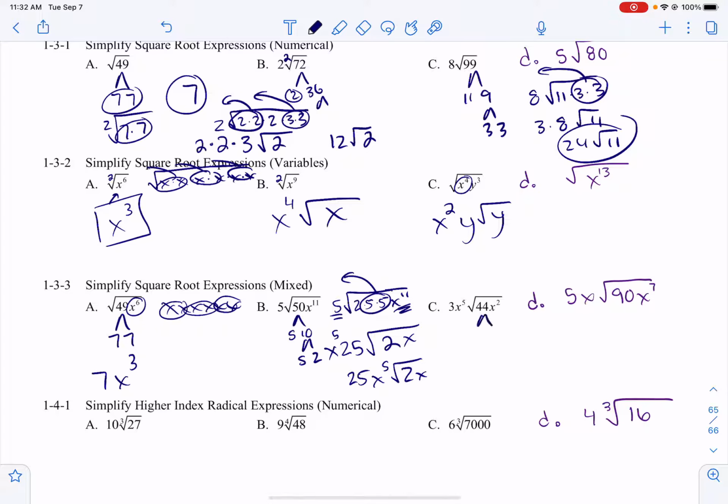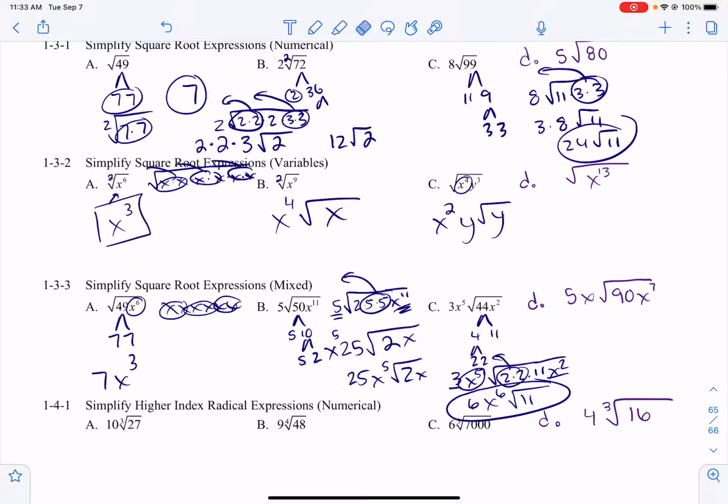Part C, 44, that's 4 times 11. 4 is 2 times 2. So this one rewrites to be 3x to the 5th square root 2 times 2 times 11x squared. So I'm looking for groups of 2. So the 2 is going to pull out and times by this 3, and I'm going to end up with 6. These x's, I'm going to get one group of x's that comes out, and it combines with these 5 x's. So I end up with 6 x's, and I'm left over with an 11 on the inside.